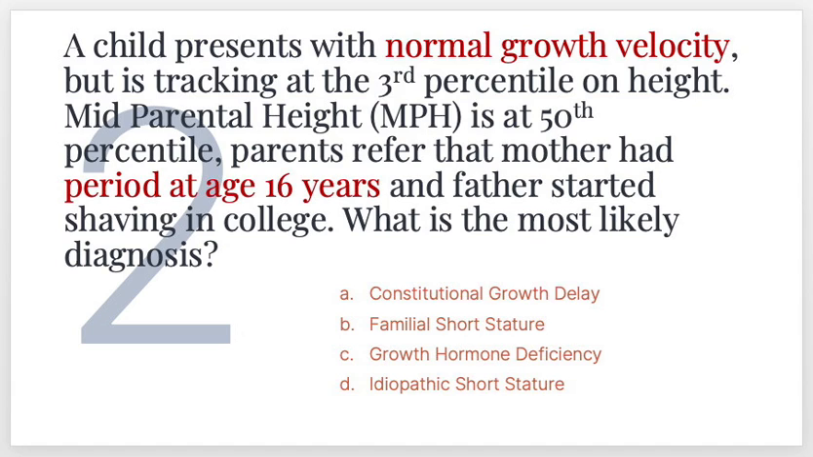Now, the second thing that it says is that the mother had menarche when she was 16, which is a little bit later than what is expected. Keep in mind that the first period, or menarche, is usually on average at 12, 12 and a half, 13 years around the globe. And then the third thing that they say is that the father started shaving in college. In other words, they're telling you that they're late bloomers, but they might not use the term because it might be a giveaway.